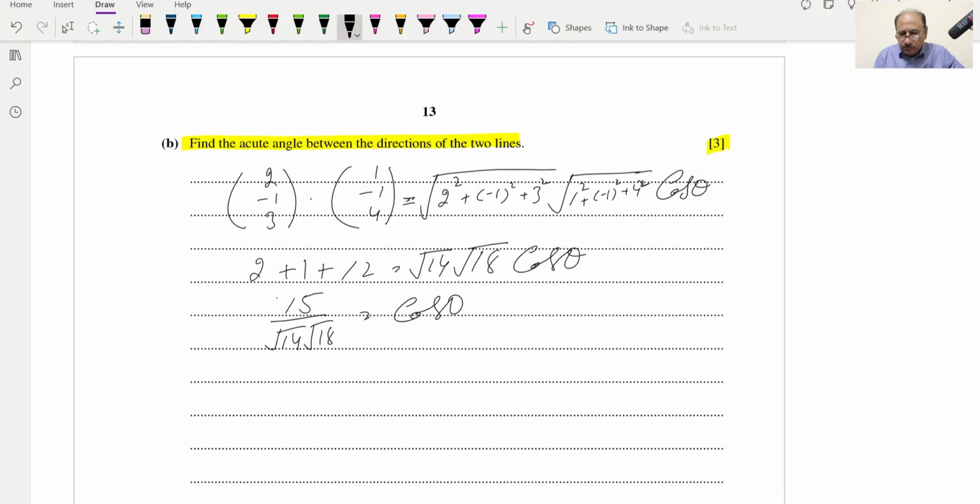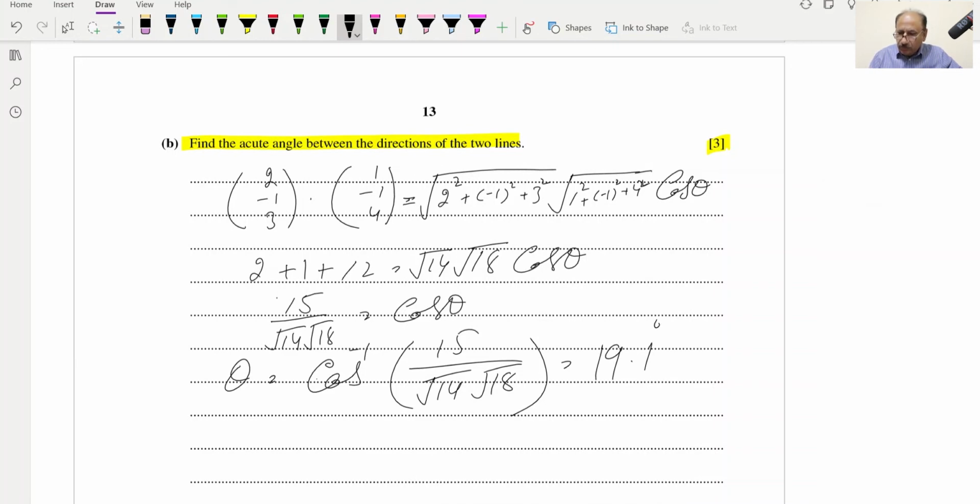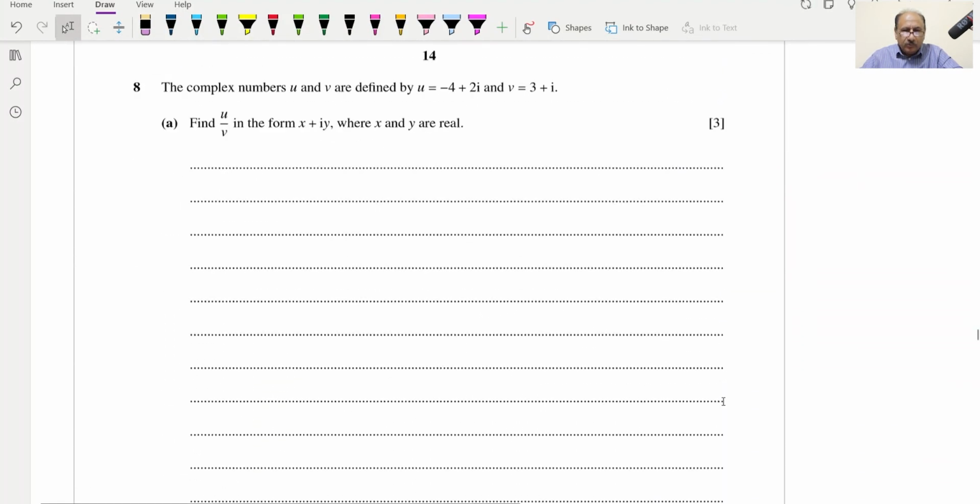This one is equal to cos theta, and theta is equal to cos inverse of 15 over the square root of 14 times the square root of 18. We can calculate this: shift cos of 15 over the square root of 14, multiplied by the square root of 18, and the bracket will be closed, and this is equal to 19.1 degrees. This will be the final answer for this part. Now we can move to question number 8.